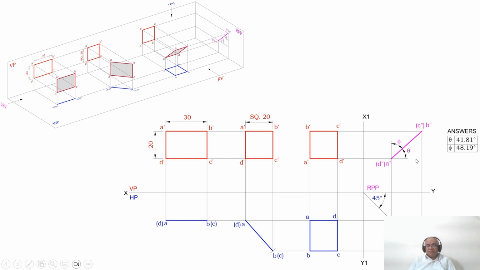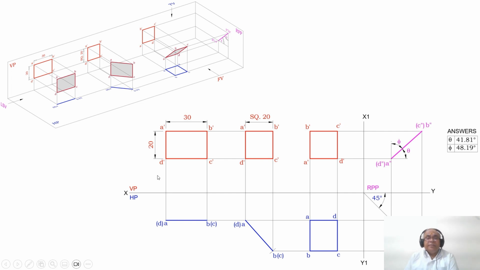Then the inclination with respect to the horizontal is measured as theta. The inclination with respect to the vertical plane is measured as phi. Using the protractor, with reference to the vertical, you measure the angle. Once you measure that, you are going to get phi as 48.19 degrees. So 90 minus this value, 48.19, is going to give 41.81 degrees. The sum of these two angles should not be greater than 90 degrees. That is the final thing which you can write.